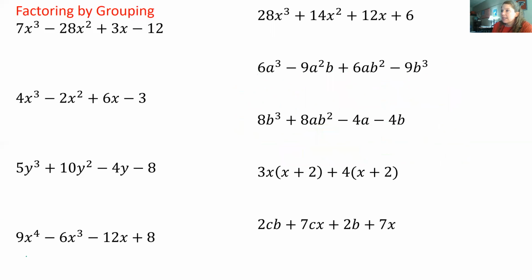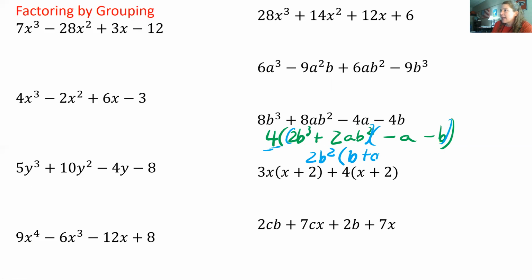All righty, the next one, look at all 4 terms. Everything up here is divisible by 4. So let's do that first. So 2b cubed plus 2ab squared minus a minus b. Got it? Now we're going to ignore that 4 for a minute. And then we're going to divide these into groups. I can pull out a 2b squared. All right, so that would leave me with b plus a.